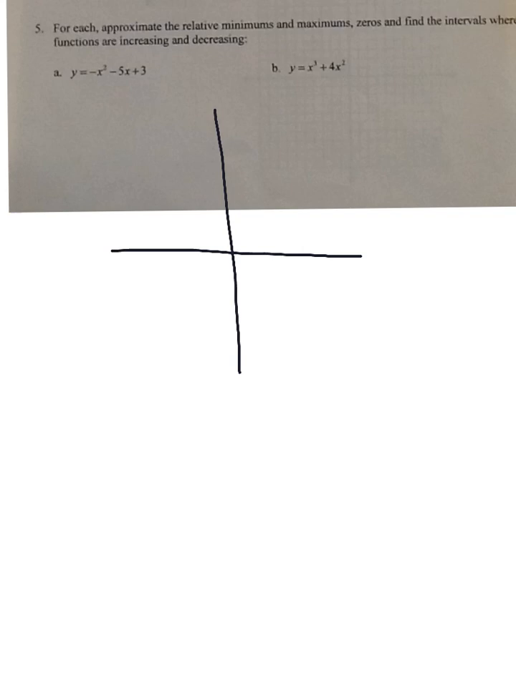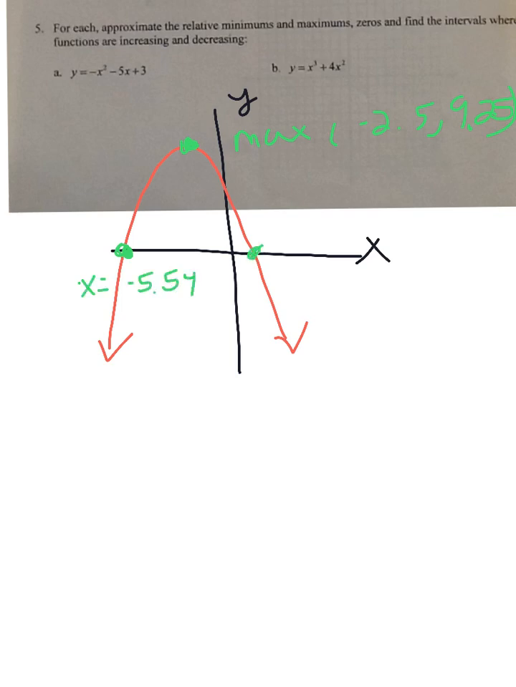All right, so when I graph this, it looks like this. Okay, so you're going to find the max. You're going to use your calculator. The max comes out to be negative 2.5, comma 9.25. We have our zeros. So this 0 here is x equals negative 5.54. And this 0 is x equals 0.54.